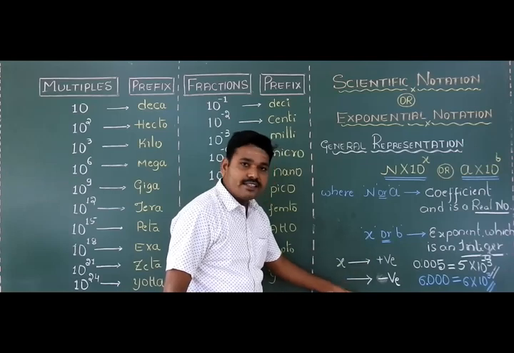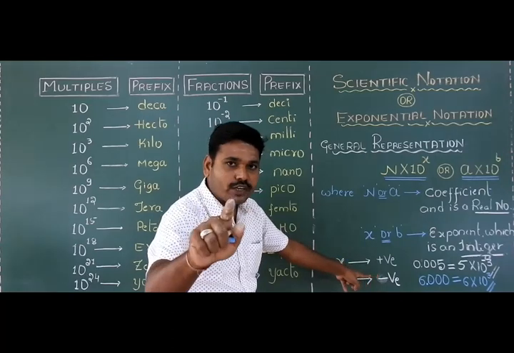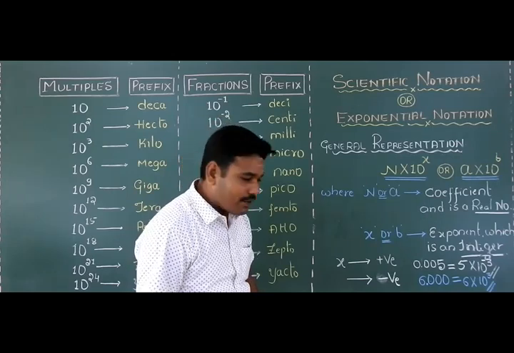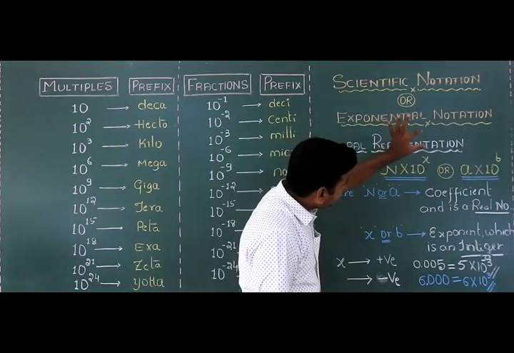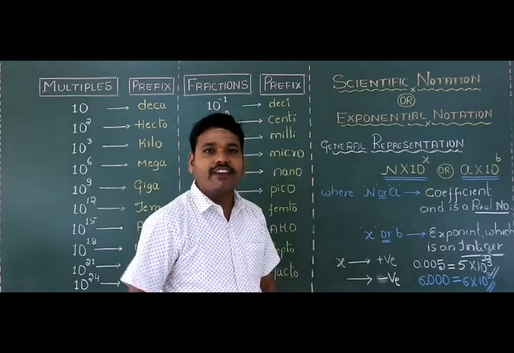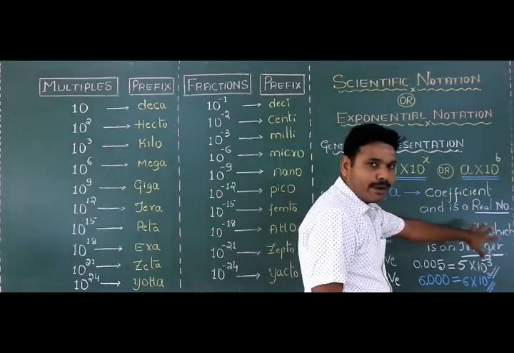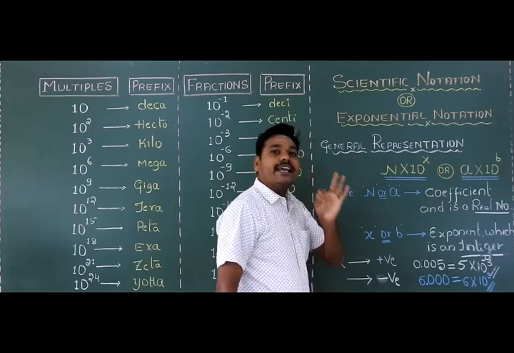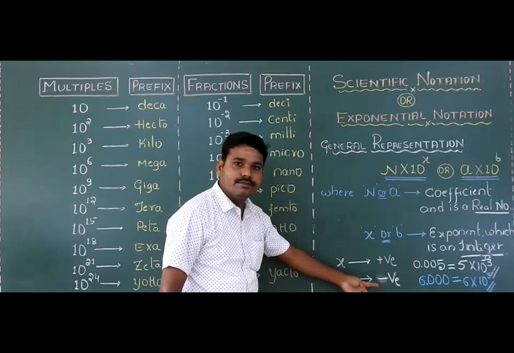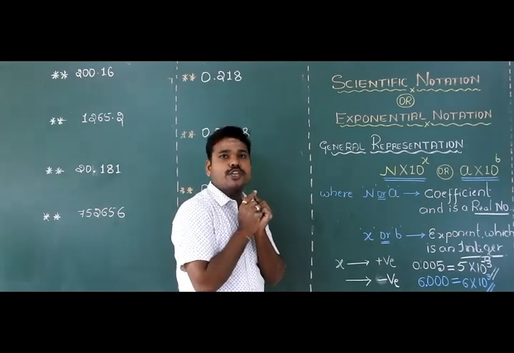Is there any doubt in this example? Scientific notation part is clear. Yes, tell me, what is the general representation for the scientific notation? Very good. What is the general representation? N into 10 raised to x, or you can represent a into 10 to the power of b, where capital N or a is the coefficient and is a real number, and x or b is the exponent which is an integer, students. Is it clear? We'll take some more examples based on this scientific notation or exponential notation concept.